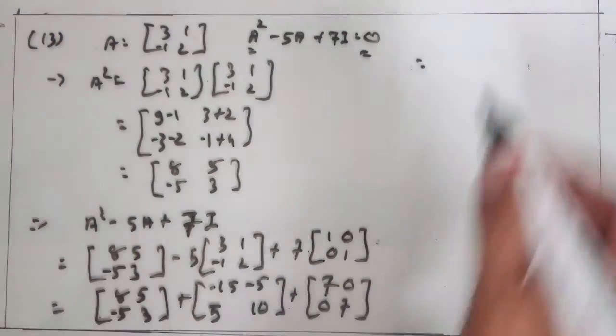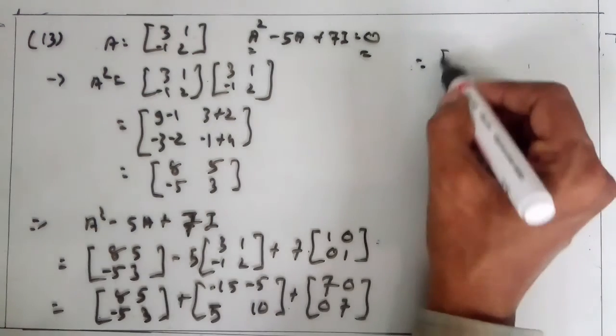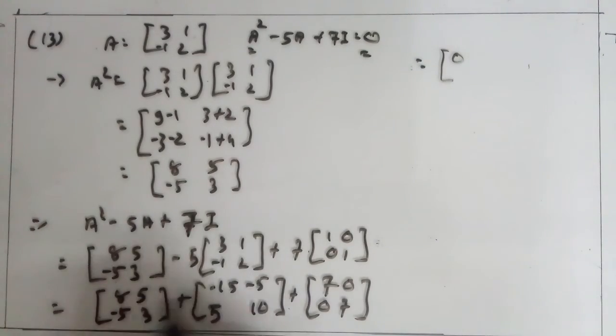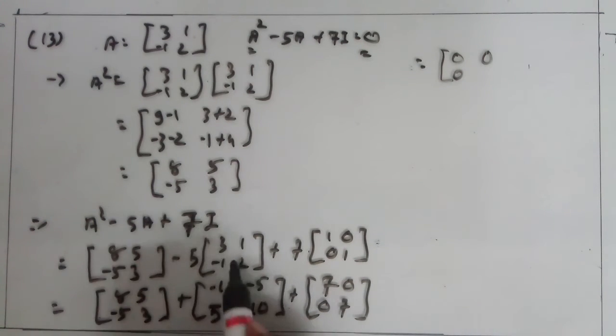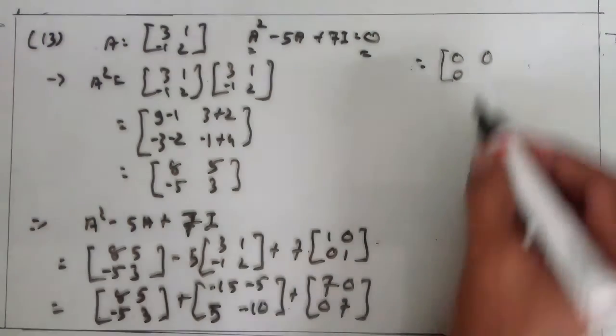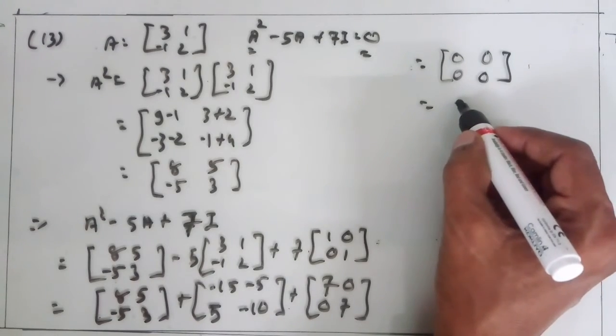So it is equal to, the sum of these: 8 plus 7, 15, minus 15 becomes 0. 5 minus 5 plus 0, 0. Minus 5 plus 5, 0 plus 0 becomes 0. 3 minus 10 plus 7 also becomes 0. Here minus 5 into 2 becomes minus 10. So this also becomes 0. Clear? So it is equal to the zero matrix.